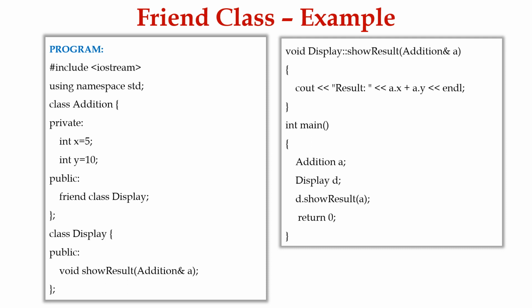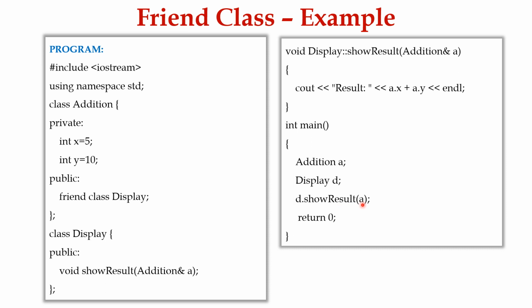Now let's see the execution of the program. The execution starts from the main function. Here we have created the object A for the class addition. Next, we have created the object D for the class display. Using the object D of class display, we have accessed the showResult function.